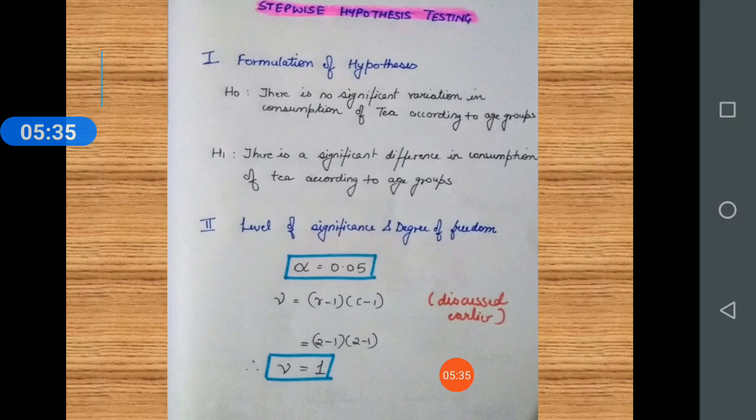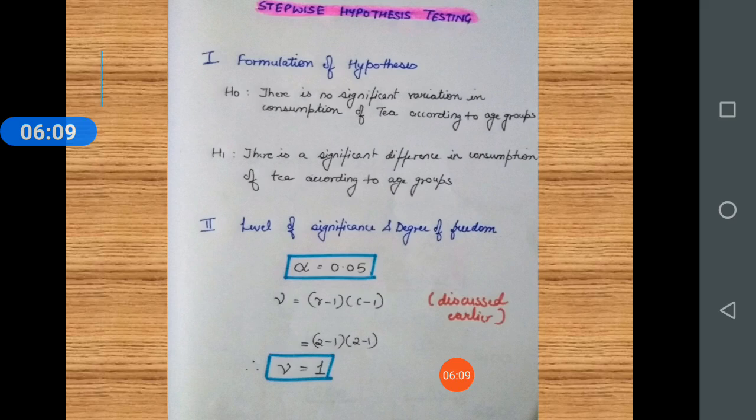So the first step will be the formulation of hypothesis. The null hypothesis here will be there is no significant variation in the consumption of tea according to the age groups. And the alternate hypothesis is there is a significant difference in the consumption of tea according to the age groups. As the level of significance is not mentioned in the question, it will be taken as 5%. So alpha is equal to 0.05.